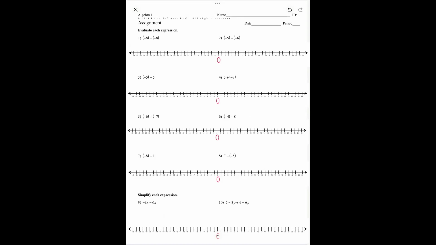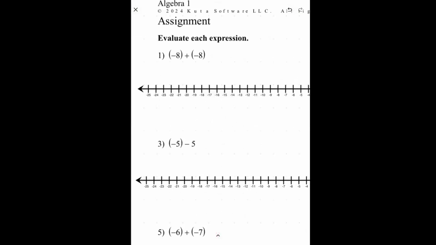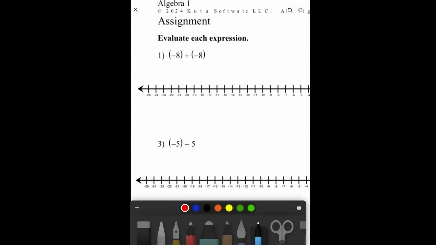I'm going to start with the very first one here. It's a negative 8 plus a negative 8. The very first thing you're going to do is go to a negative 8 on the number line, which is right here. Since it's a plus negative 8, we're going to go to the left. So we count 8 to the left: 1, 2, 3, 4, 5, 6, 7, 8. Our answer for this one is a negative 16. Always go to the first number on the number line. If it's negative, go left. If it's positive, go right.